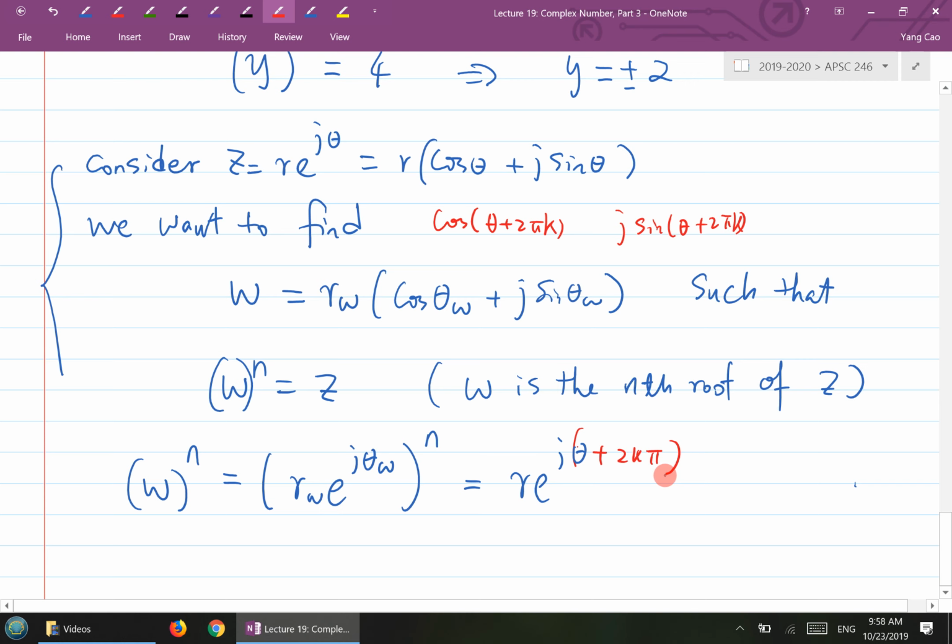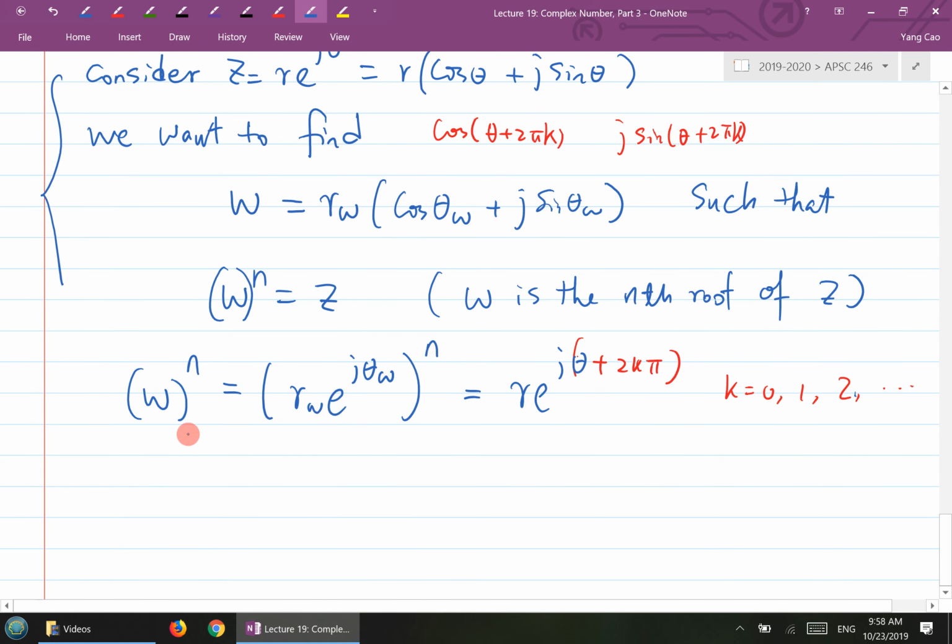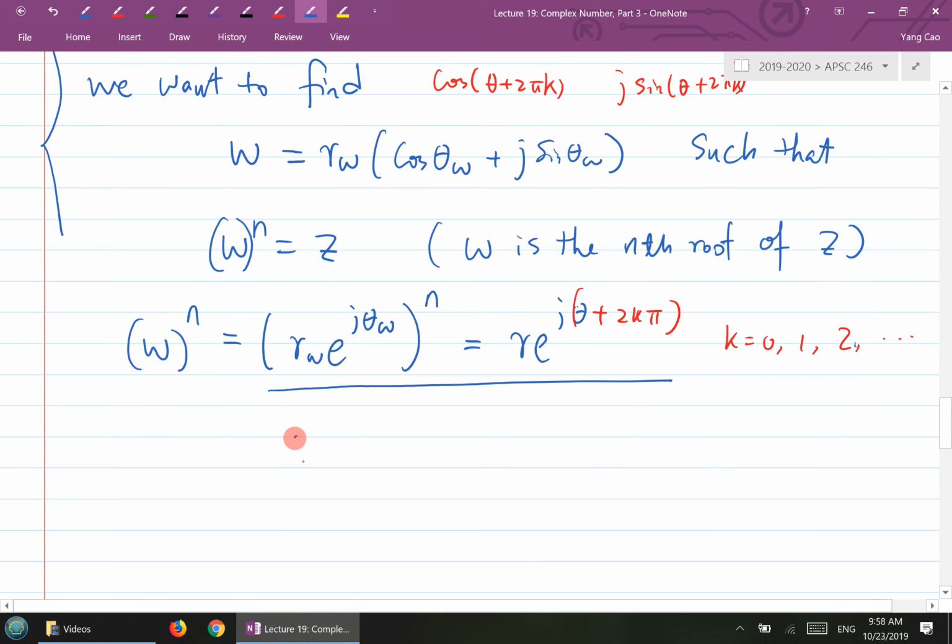Okay? The idea is I want to find all the possible n roots for z, not just one. So we add a 2k pi. K can be 0, can be 1, can be 2. As you can see, for different questions, you will take different numbers. And actually, k is limited by the n here. So now I have rephrased the original question into this expression. So this times this times this to the power of n equals this. So let's simplify this. I got r_w to the power of n and e^(j n theta_w) equals r e to the power of j times theta plus 2k pi.